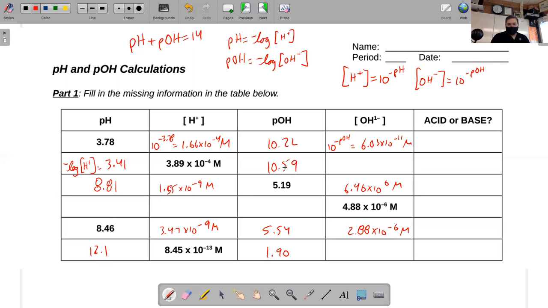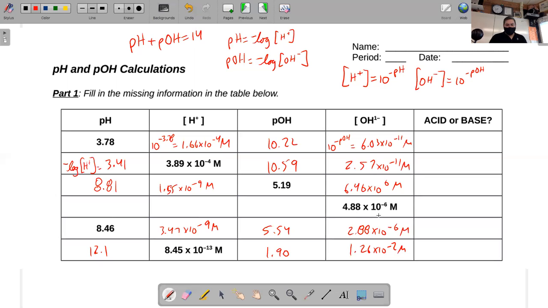And then you could do the same thing to go from pH to hydroxide, just like I did up in this one. You take 10 to the negative pH power. This comes out to be 2.57 times 10 to the negative 11th. This is 1.26 times 10 to the negative 2.